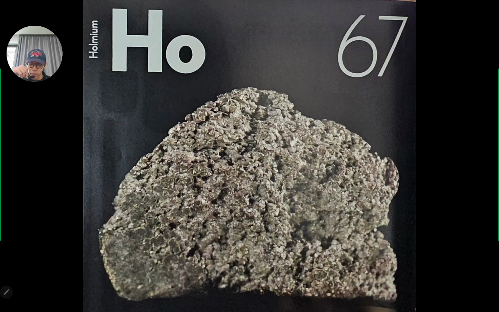Speaking of medical applications, other than MRIs, you can even use it for lasers and laser surgery, such as the holmium YAG, which is the yttrium aluminum garnet, a solid state laser, which you really need if you need to pierce something precisely, which a scalpel won't do.